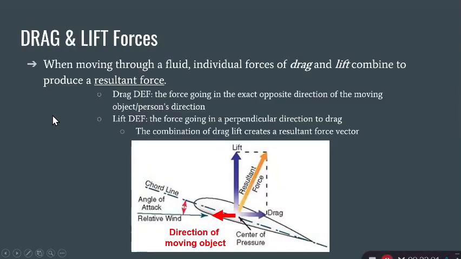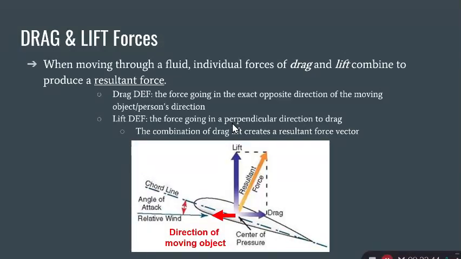So I mentioned drag, and we're also going to bring lift into this. When drag and lift are combined, this produces a resultant force. First, let's define drag again. Drag is the force going in the exact opposite direction that we are trying to move. So if I'm trying to move this direction, drag is going to be the force going in the opposite way. The definition of lift, though, is the force that's going in a perpendicular direction to drag. So if I'm going straight across, lift would be a force either going up or down at a 90-degree angle.